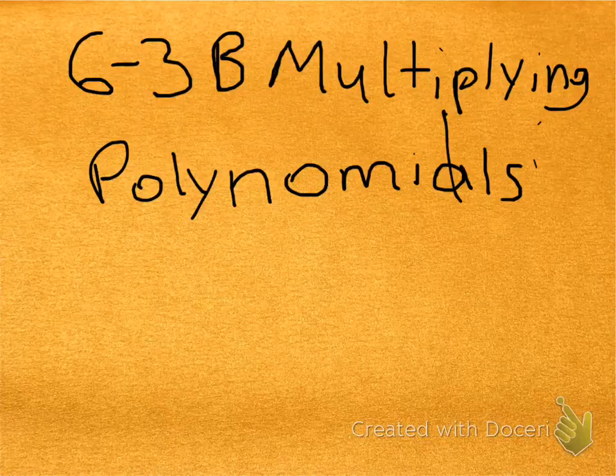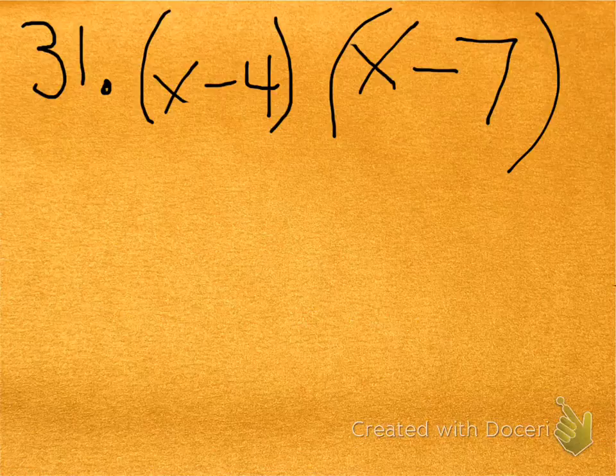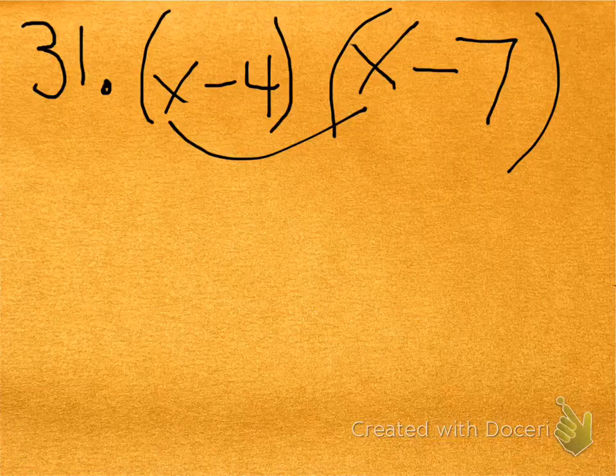Alright, 6-3b, multiplying polynomials. In this problem here we have two binomials. So what you want to do is FOIL. So for that we would multiply first terms, which would be x and x. X times x is x squared.